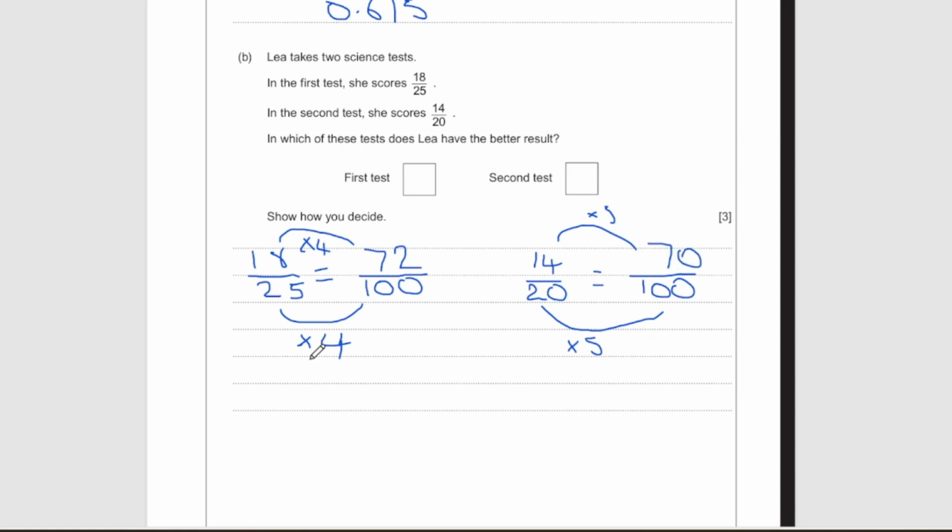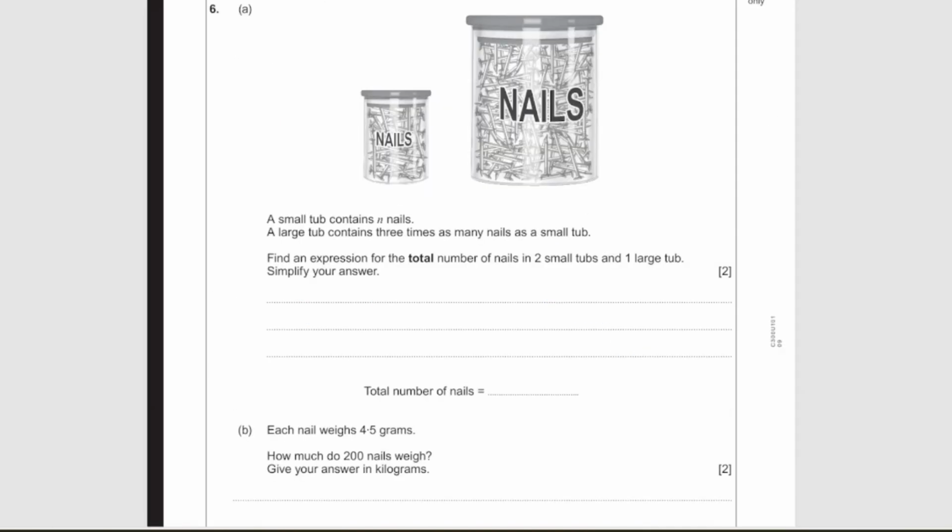We've done the first test, the second test. In which does she have the better result? The first test. There we are, the first test. So we're on to question 6.